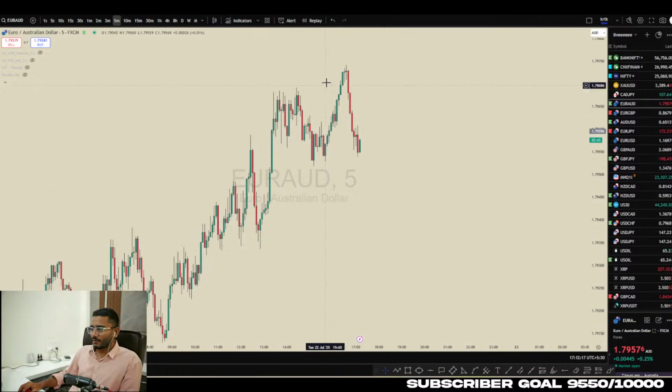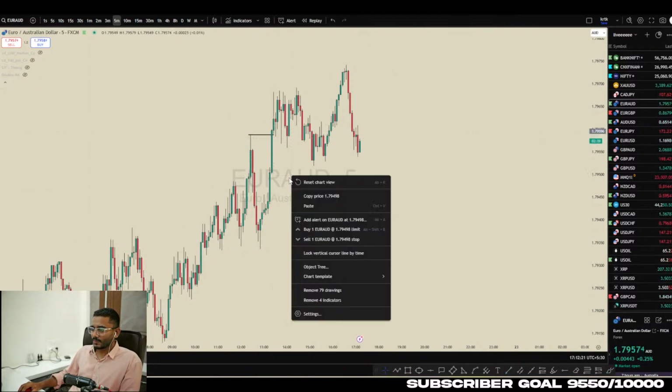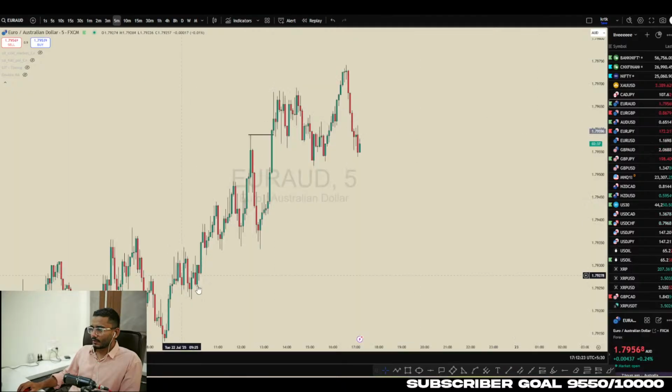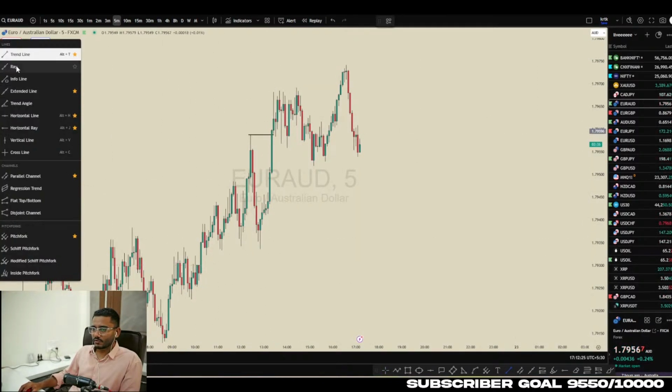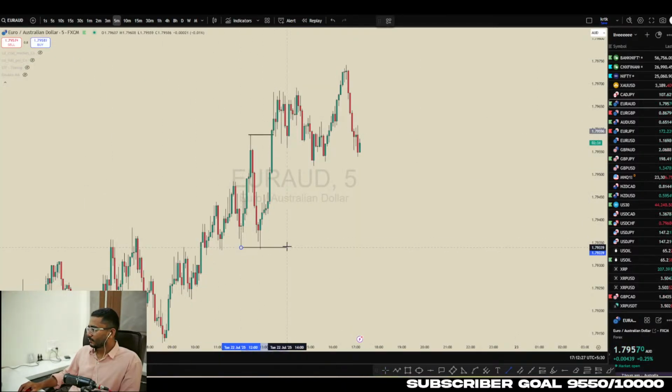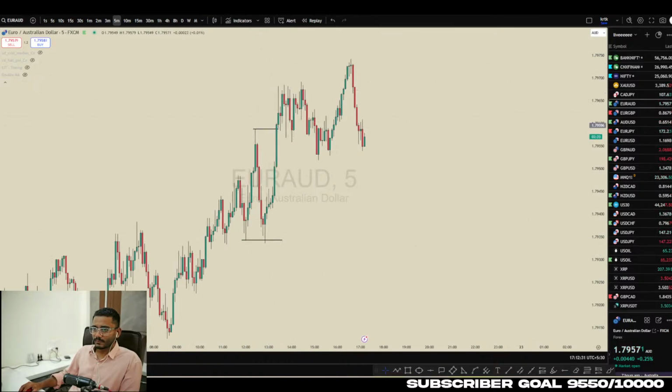On Euro AUD, we have this buy side setup. We can see price broke the structure to the upside, and we have this inducement over here. Price swept this low and created a new high here. So we can use this as our order block for a buy side setup, and another one which is here.